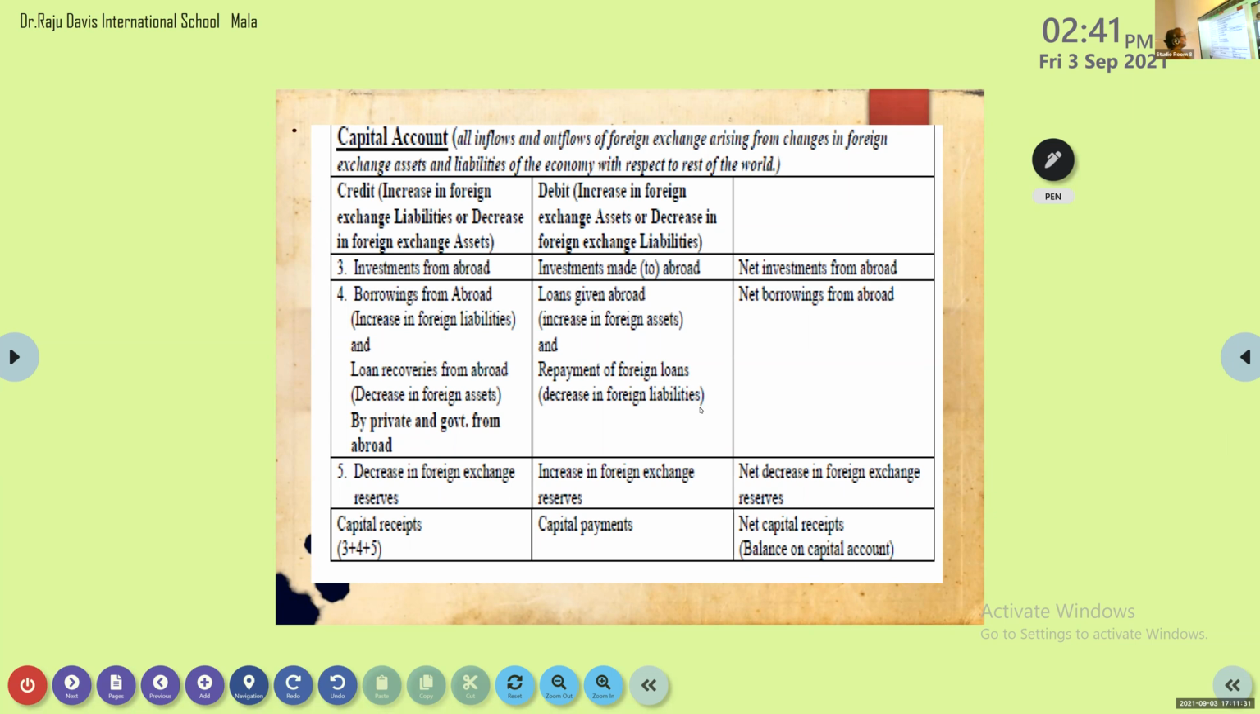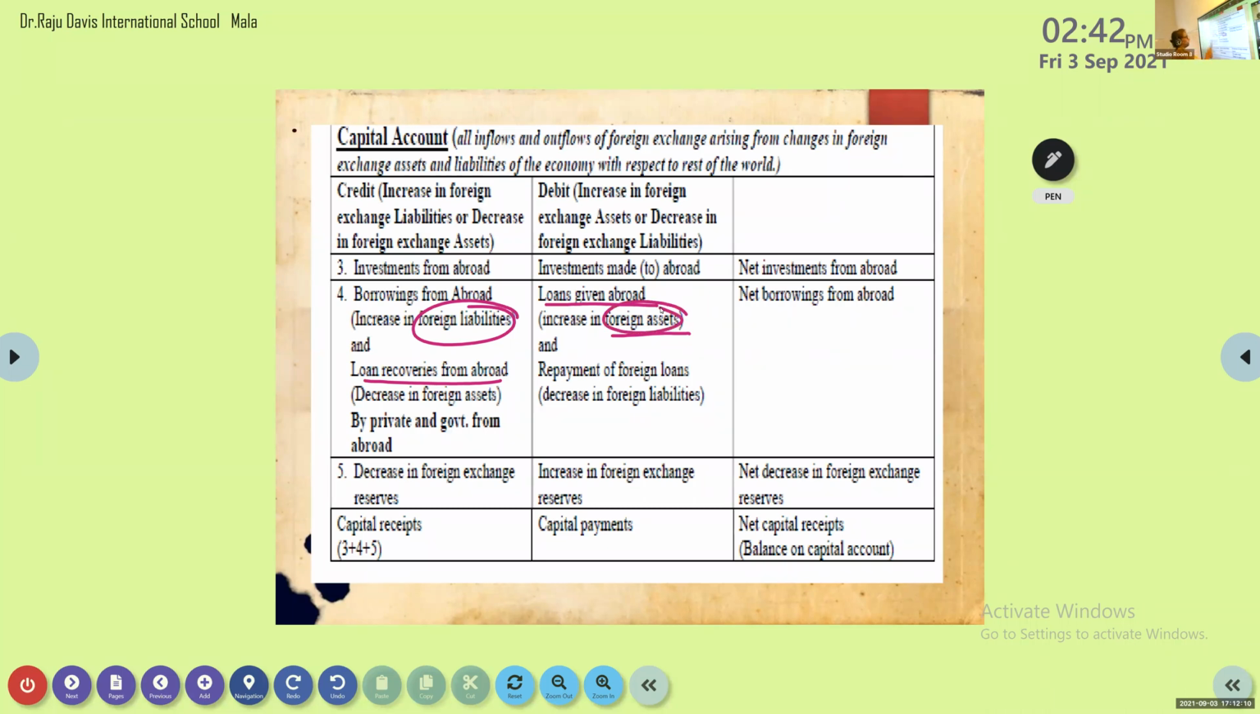Investment from abroad comes under the credit part. Investment to abroad, that is going from our country, will be recorded on the debit side. Borrowings from abroad, we are getting money for the time being, but at the same time it increases our foreign liability. We have to pay it back. Loans given abroad, we have given, so our assets have increased. Loan recovery from abroad, we are getting that loan back, but what we gave as an asset to others is reduced here.